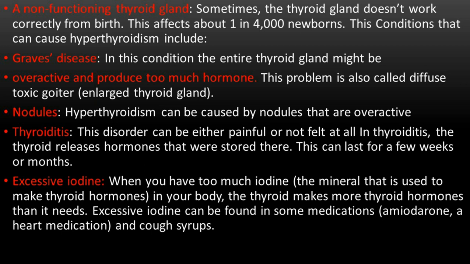Excessive iodine. When you have too much iodine, the mineral that is used to make thyroid hormones, in your body, the thyroid makes more thyroid hormones than it needs. Excessive iodine can be found in some medications, amiodarone, a heart medication, and cough syrups.